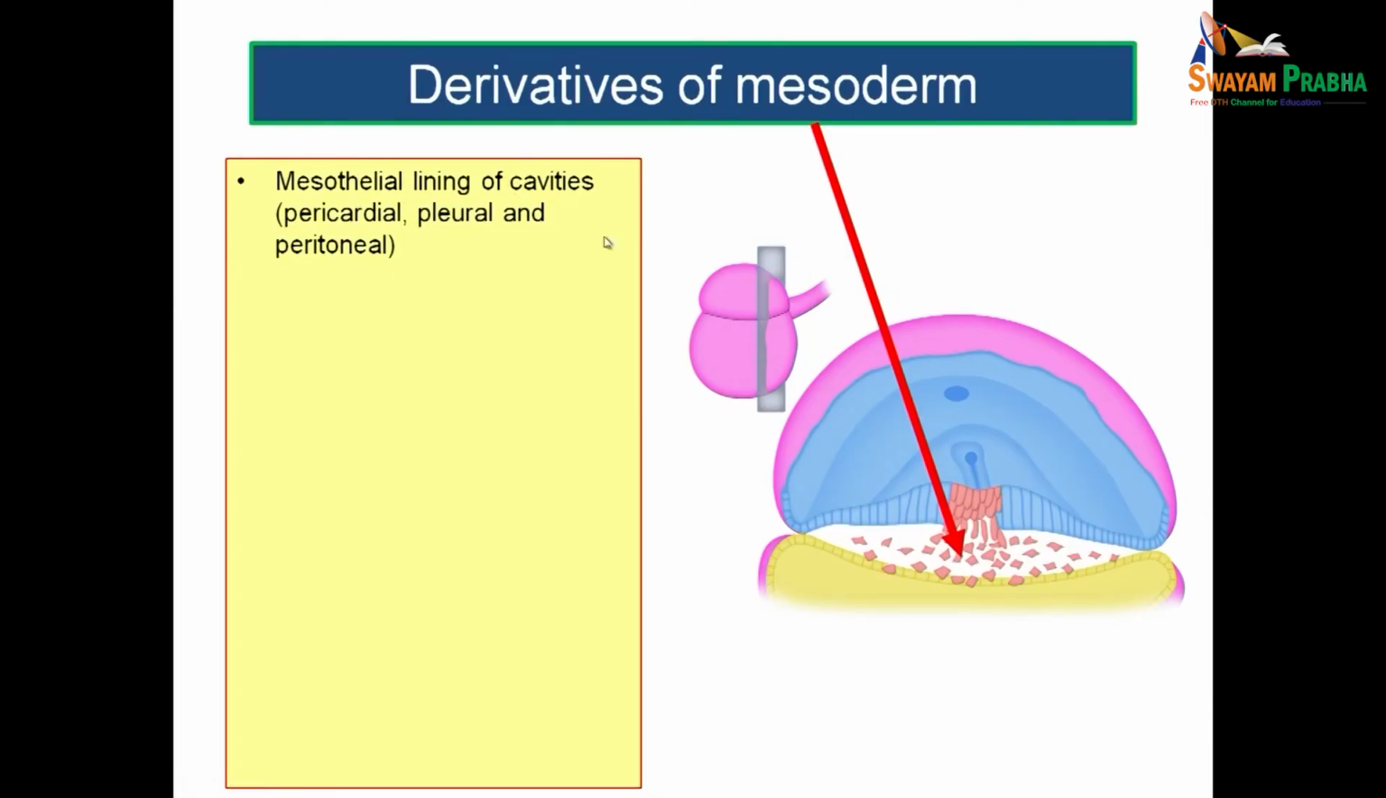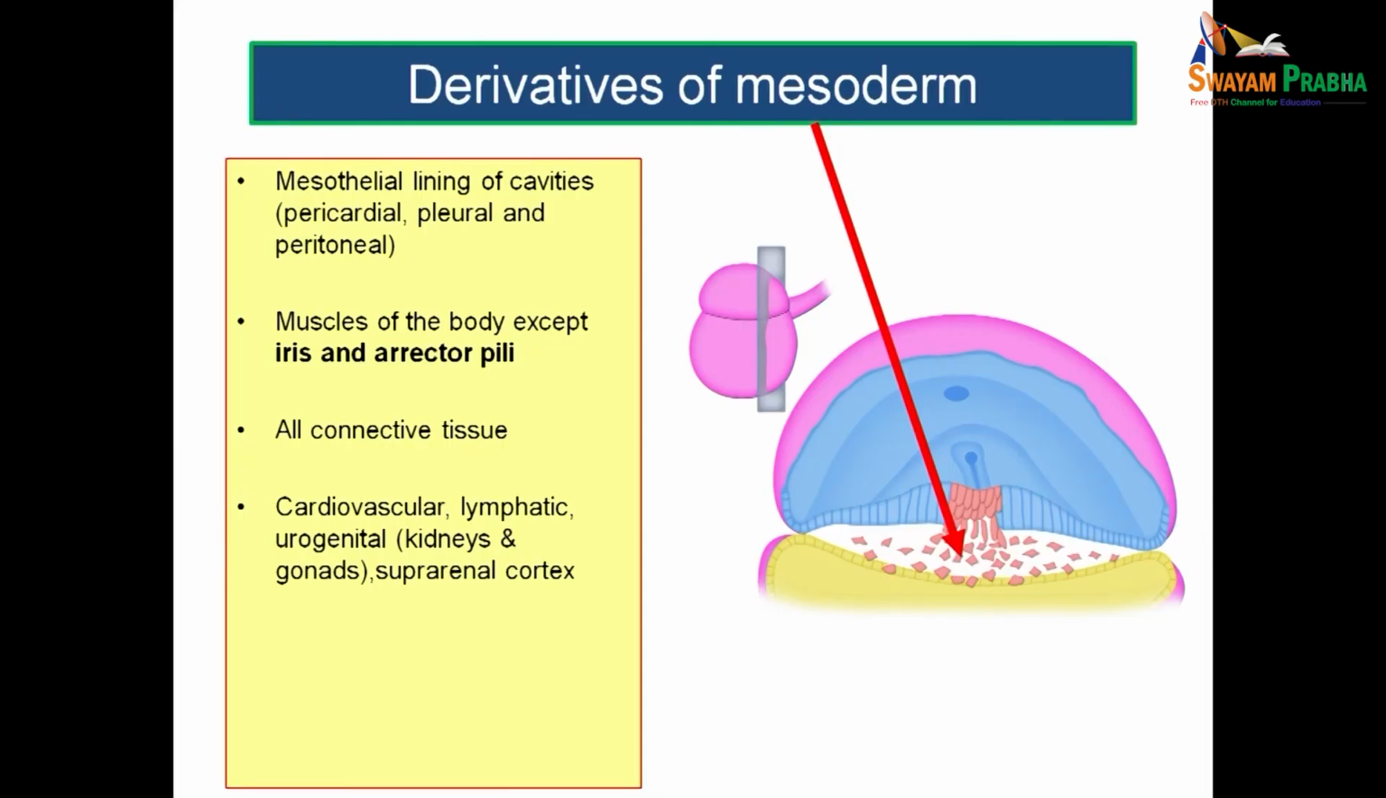Now let's see the derivatives of mesoderm in a nutshell. The mesothelial linings of the cavities like the pericardial cavity, pleural cavity and peritoneal cavity are all formed from the mesoderm. The muscles of the body, except the muscles in the eye, that is the iris, and that of the skin, the erector pili, all the muscles of the body are formed from mesoderm. Then almost all the connective tissue, the cardiovascular system, the lymphatics, the urogenital system, which includes the kidneys and the gonads, and the suprarenal cortex, all these are derived from the mesoderm. And when you consider teeth, except the enamel part, the remaining part of the teeth is also formed from mesoderm.